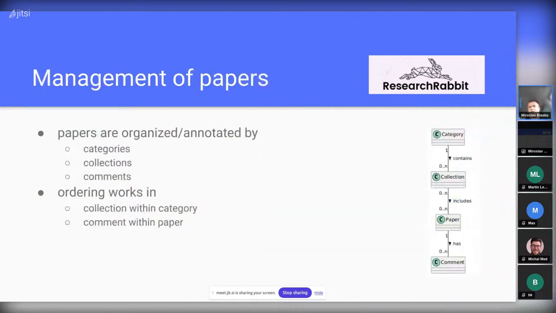This is the main model of how to organize your papers. Basically, you have papers which can have multiple comments, and a paper is organized in zero to many collections, and every collection is in one category. So: category, collections, papers, and comments. Then ordering also works there, but only within a collection of papers, within a category, and comments within a paper, and nothing else can be ordered.